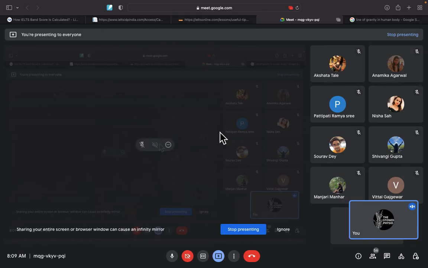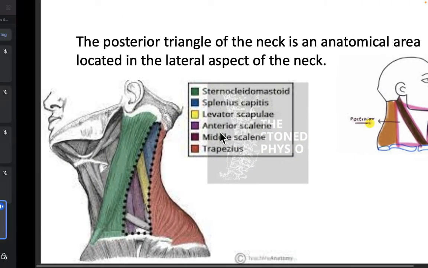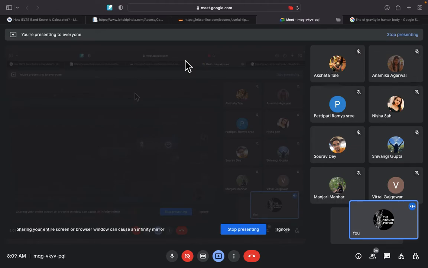तो हाँ ठीक है, तो हम स्केलिन के बारे में बात कर रहे थे. First of all the anterior scalene and the middle scalene. तो anterior and middle scalene they have their insertion on the first rib. Just remember this, anterior scalene and the middle scalene, they have their insertion on first rib. The posterior scalene has its insertion on the second rib, ठीक है.